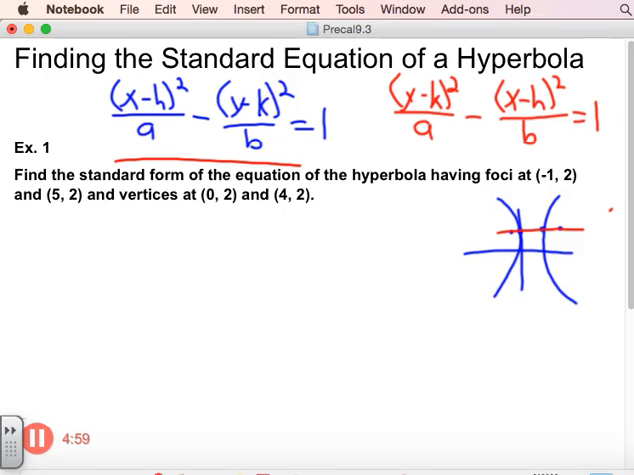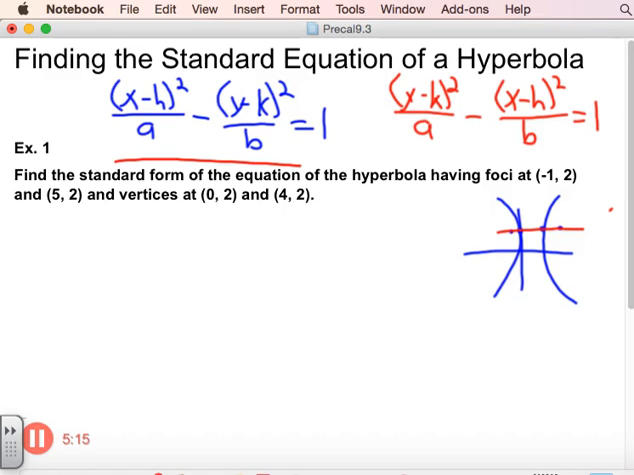where the x is on the positive fraction. So what we need to figure out are what are A and what are B. Well, A is the distance from the center, right? The center of the two hyperbolas to each vertex. So we've got to figure out what's the center.